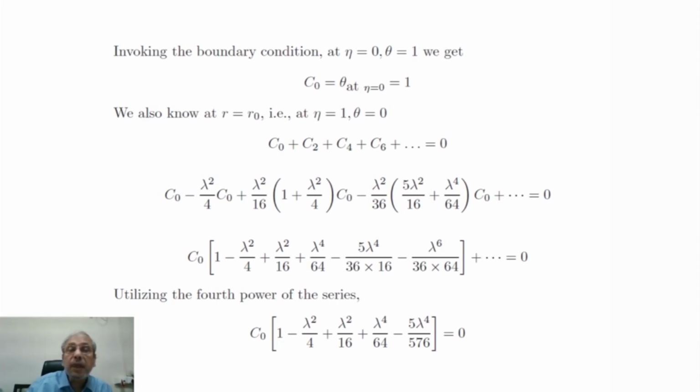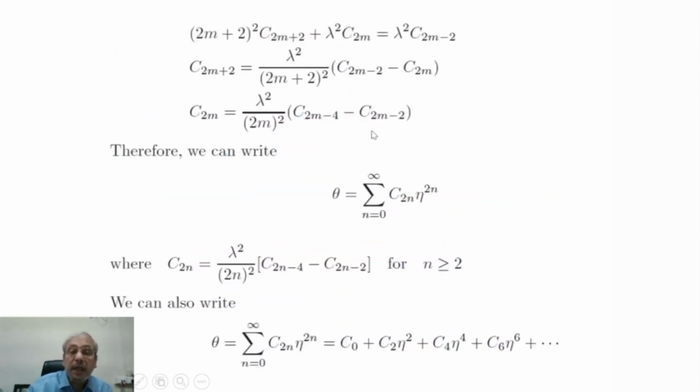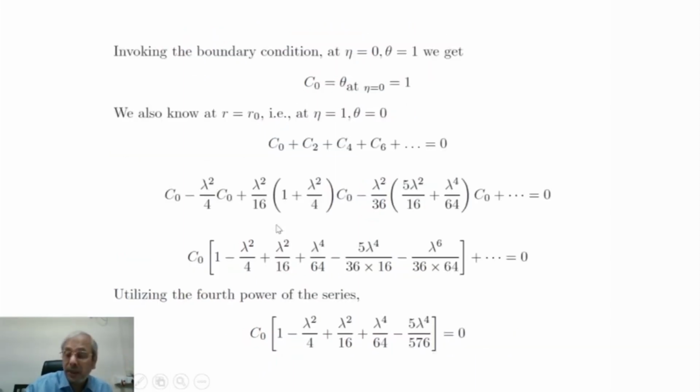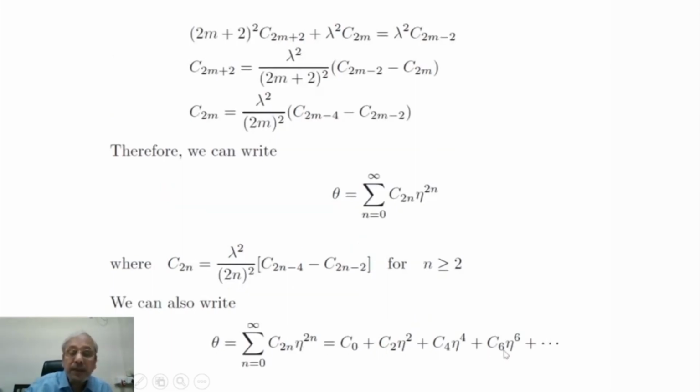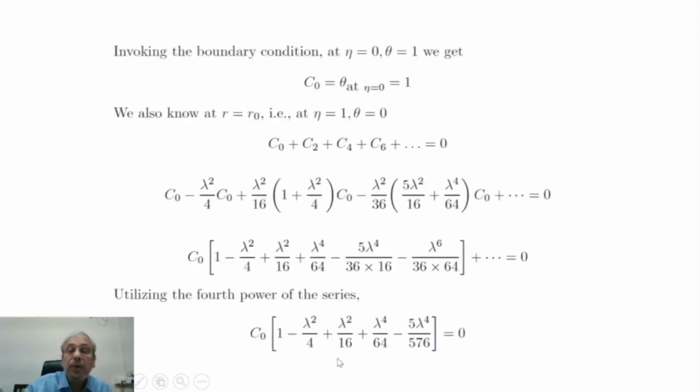So in the numerator for eta equal to 1, we get Tw minus Tw, that means 0. So theta becomes 0. Then in this expression, we substitute eta equal to 1, theta equal to 0. So c0 plus c2 plus c4 plus c6 equal to 0.